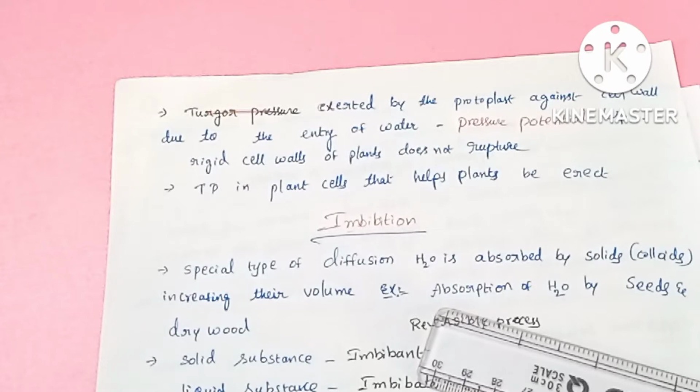This turgor pressure of the plant cells is helpful in maintaining the erect condition.